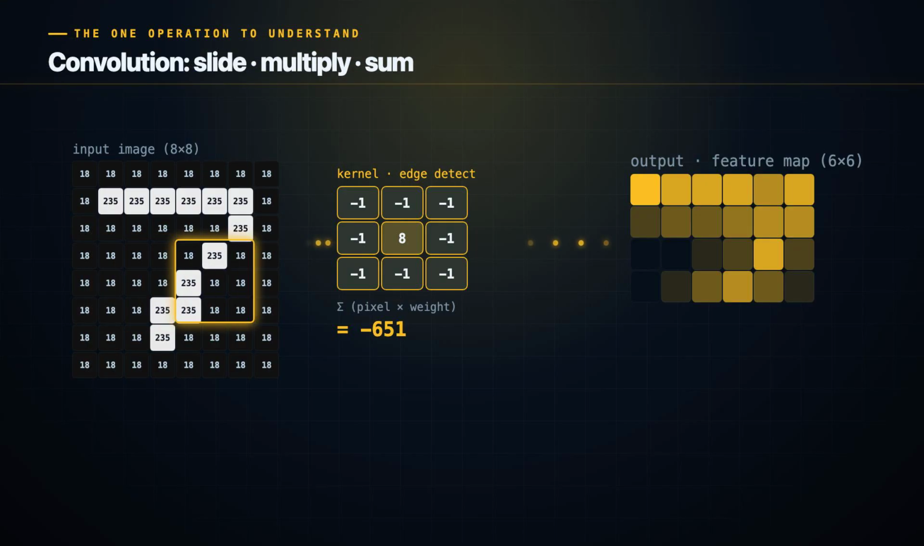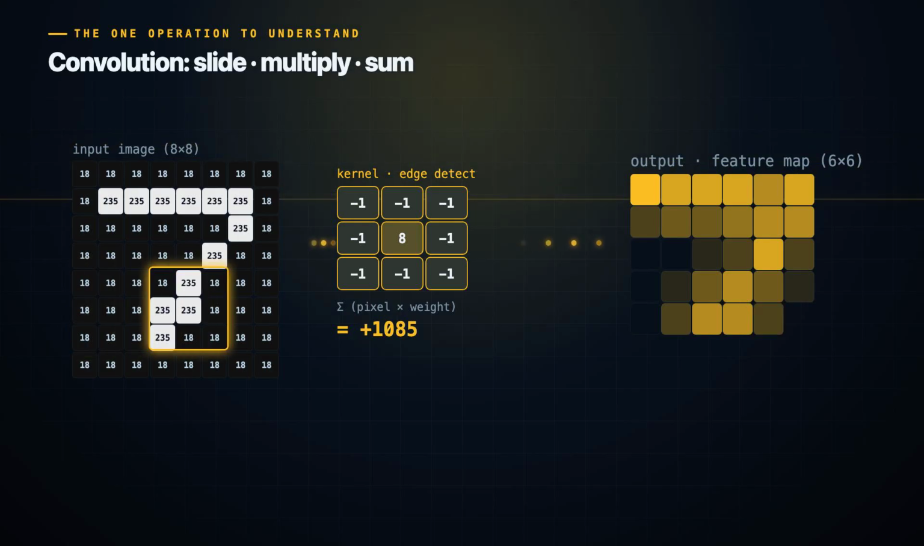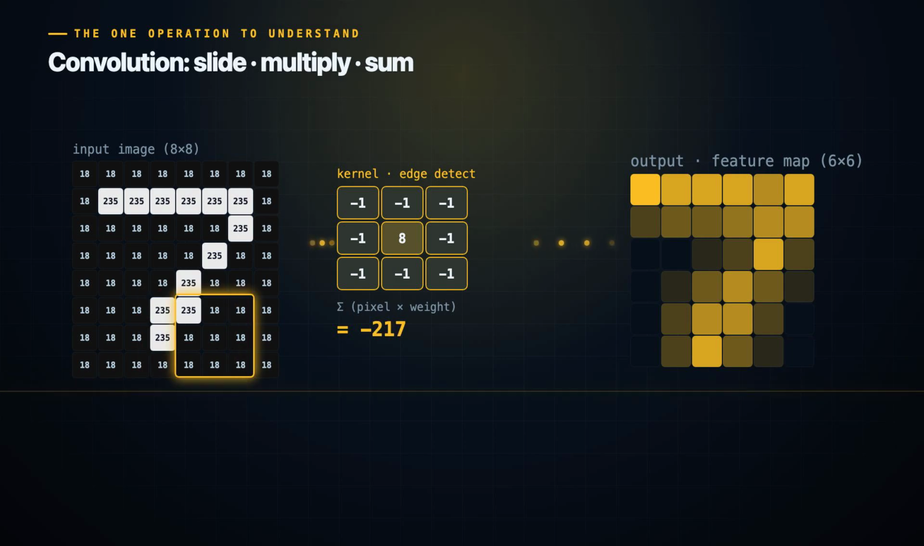Then we slide the kernel one step to the right and do it all again. Multiply, sum, write one number. Watch it march across the image, left to right, top to bottom, covering every position. When it finishes, we have a brand new grid of numbers. We call it a feature map.